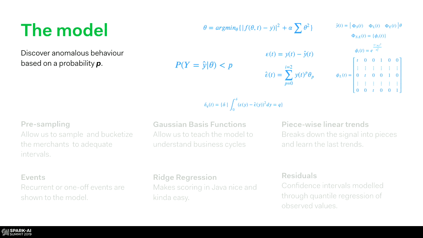If it's odd enough, then you raise an alarm. That's basically the idea, right? So how do you achieve this? Let's go step by step. The first thing the model will do is a pre-sampling step.